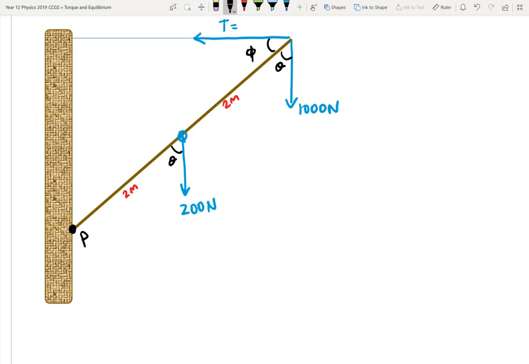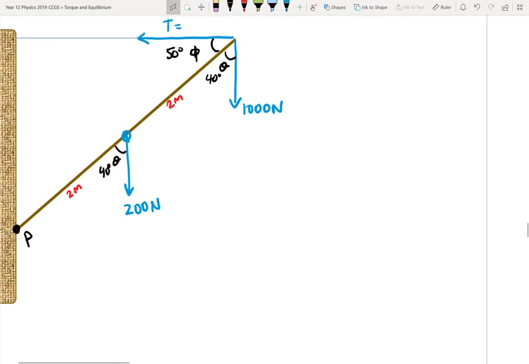Okay? So, last thing we're going to do, let's put in 40 degrees for theta, and then phi is 50 degrees. Okay? So far, so good. Let's just do step 1 as we always would. Sum of all torque equals 0. Torque equals RF sine theta. Clockwise moment equals anti-clockwise moment.